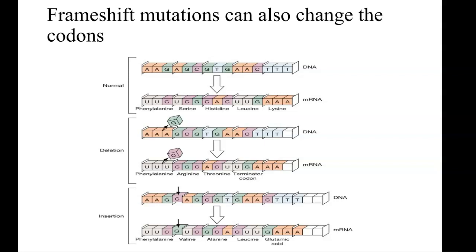If we take a look at the third example, now we've got a simple insertion. Now we're inserting a cytosine after that guanine. Again, we're going to push them together. So now we're going to get different codons. We're still on track with phenylalanine. Instead of serine, we're getting valine. Instead of histidine, we're getting alanine. We're back on track with leucine. Instead of lysine, we're getting glutamic acid and so forth.